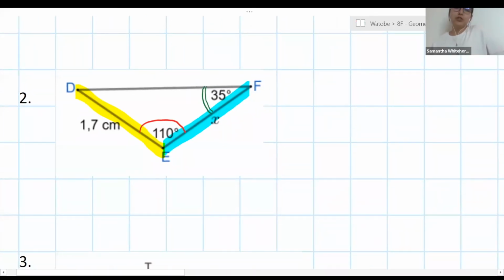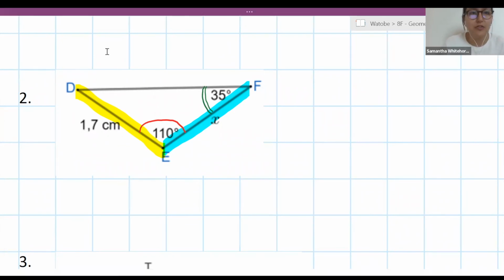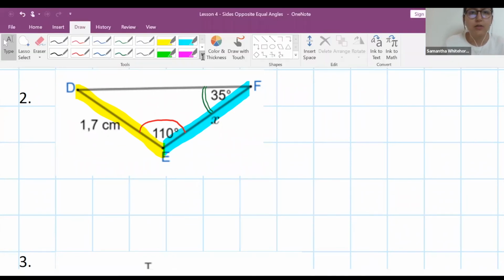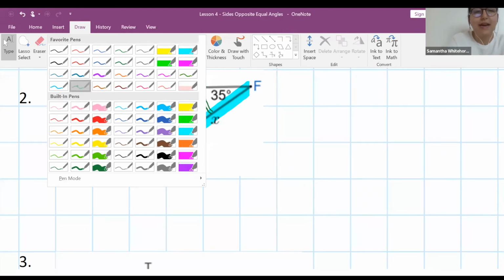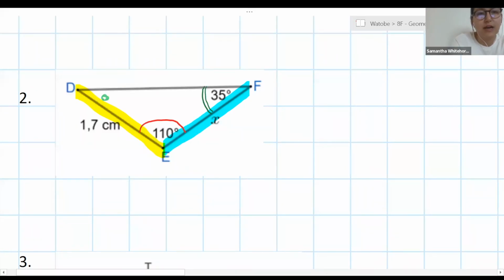Right now, I don't have enough information to help me find what x is. So how can I help myself? Well, maybe I can get some angles, because if I work out what angle D is over here, and it's also equal to 35, then I have sides opposite equal angles. But I first need to work it out.